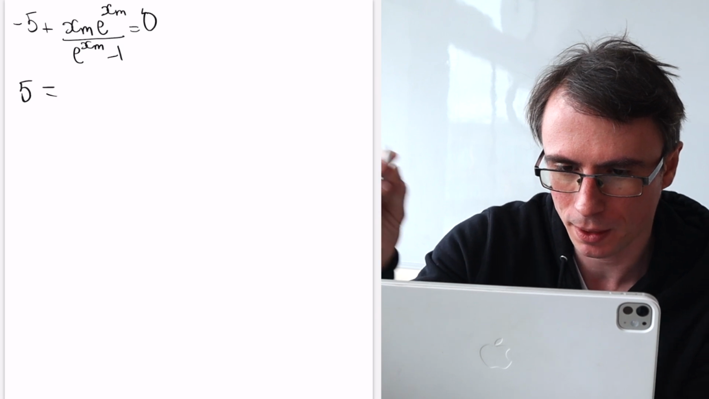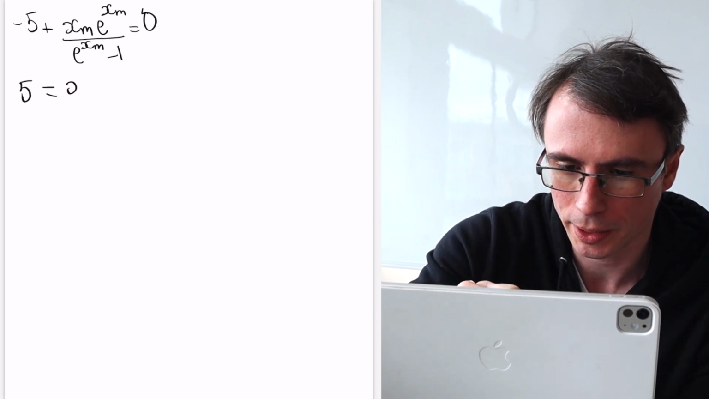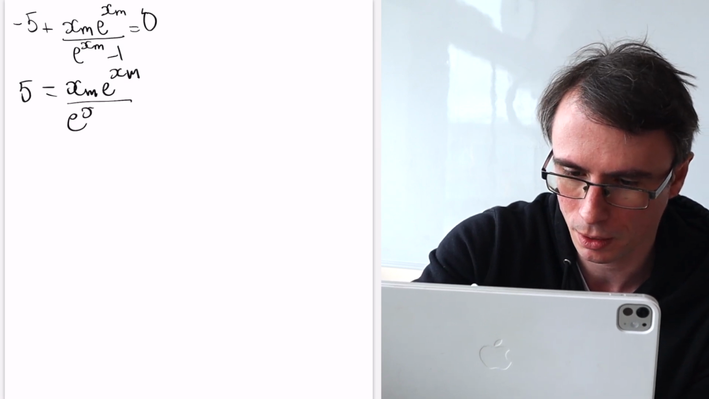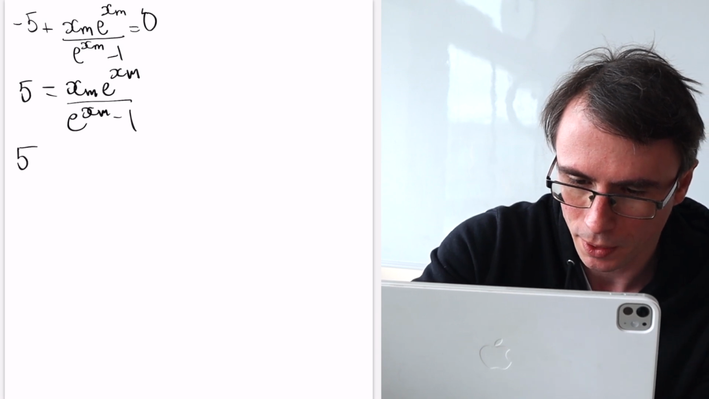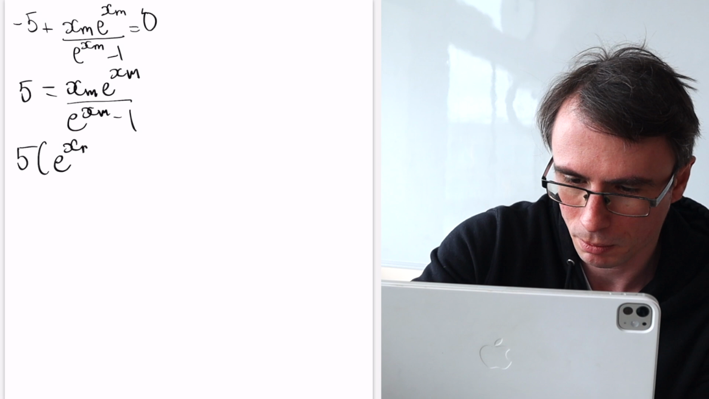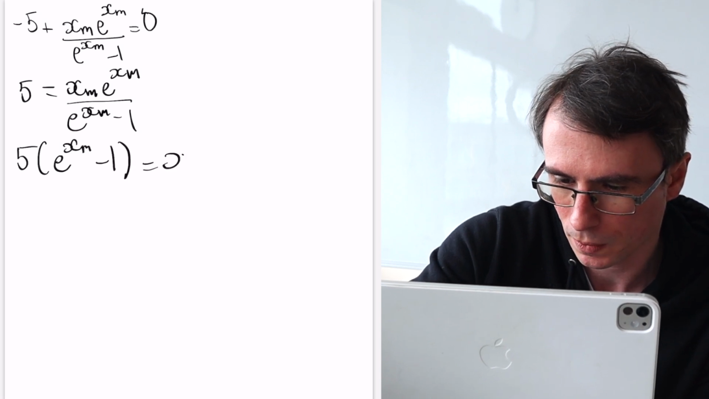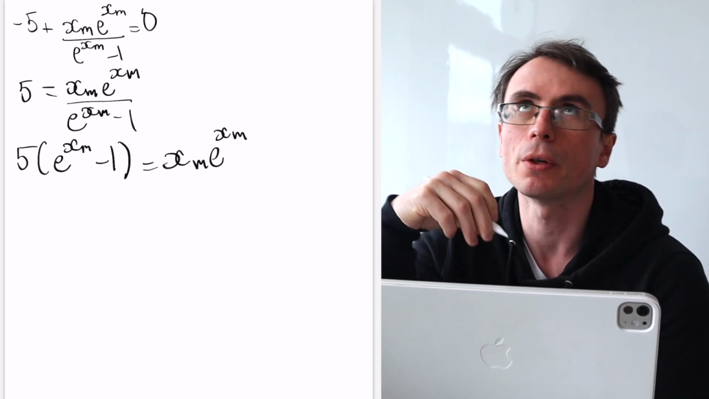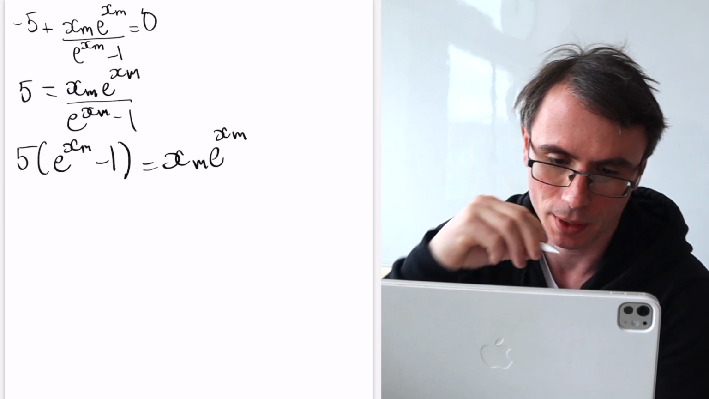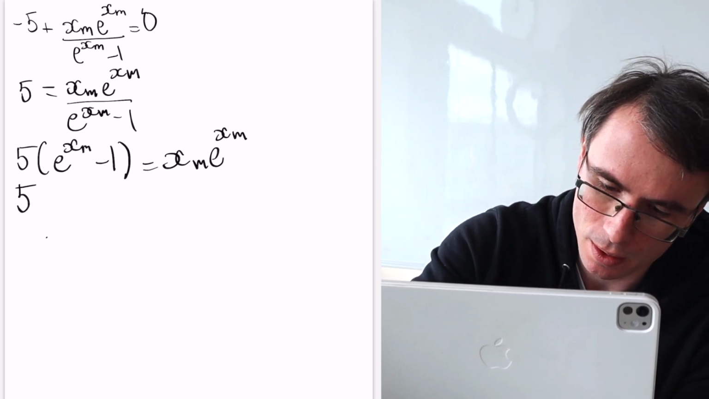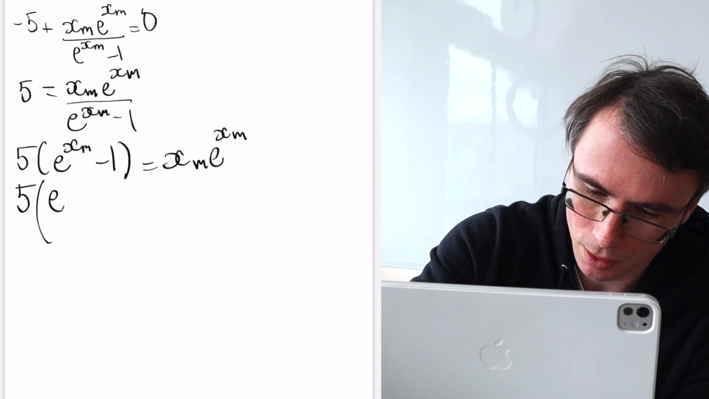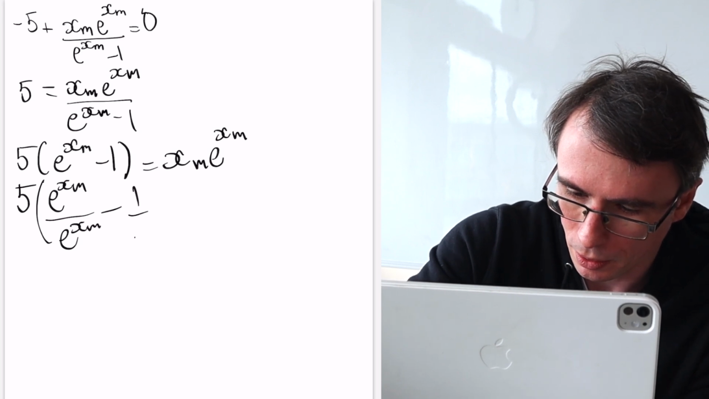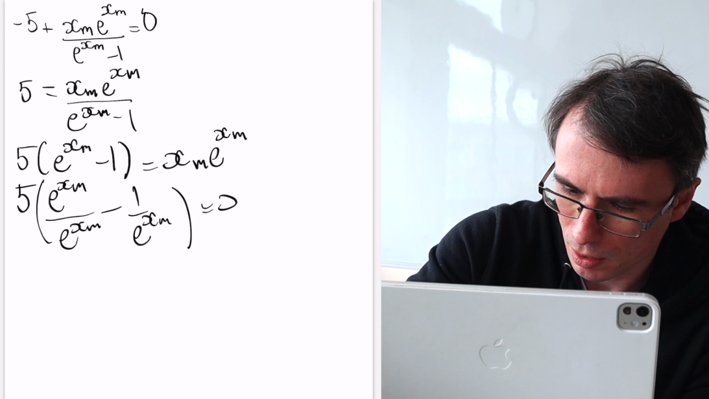It means that 5 is equal to xm e to the xm over e to the xm, take away 1. Now let's bring this over here. 5 times e to the xm, take away 1 is equal to xm e to the power of xm. Let's make xm the subject, so we're going to divide everything by e to the power of xm, so we're just going to get 5, e to the xm, because this here is going to be a separate term, take away 1 over e to the xm is equal to xm.